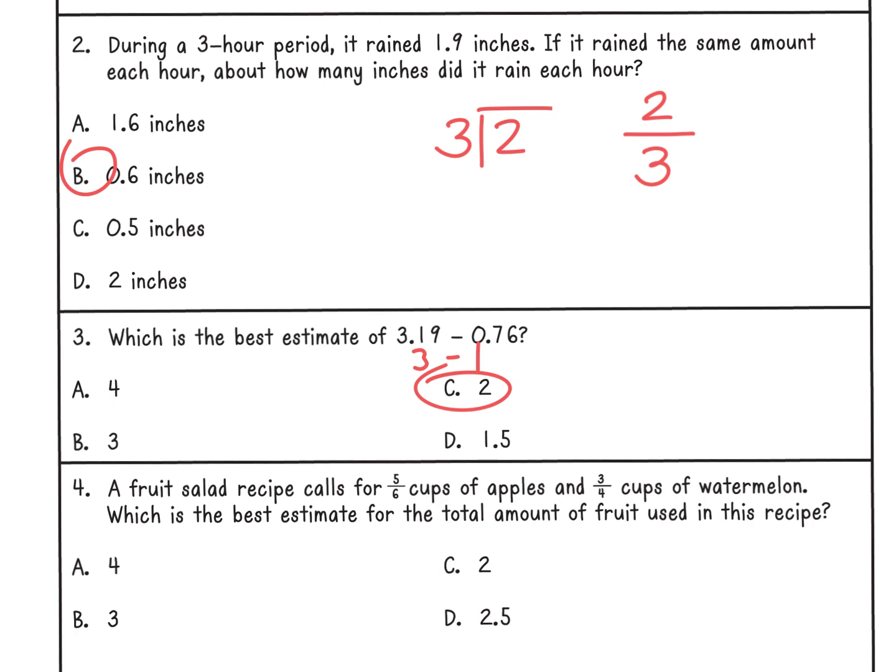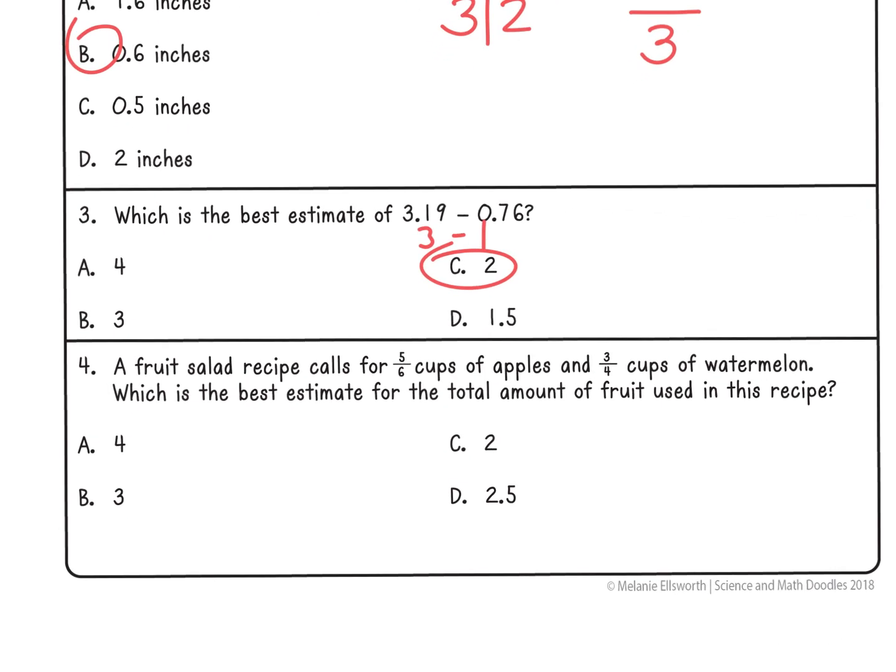Okay, last one. A fruit salad recipe calls for 5/6 of a cup of apples and 3/4 of a cup of watermelon. What is the best estimate for the total amount? So I'm going to add these two amounts together. 3/4 is pretty close to 1 cup. 5/6 is pretty close to 1 cup. What's 1 plus 1? 2.